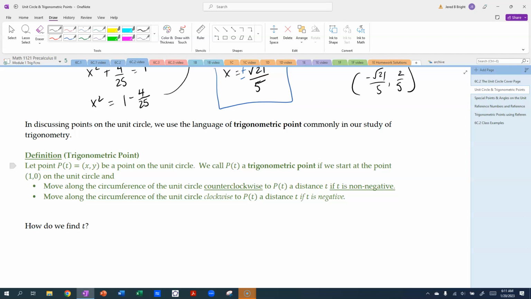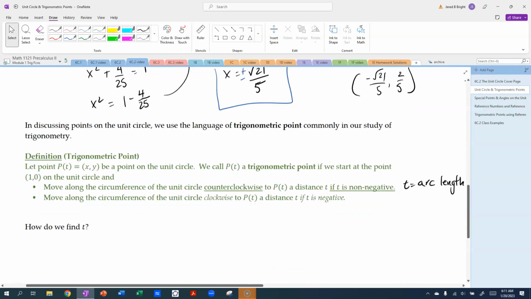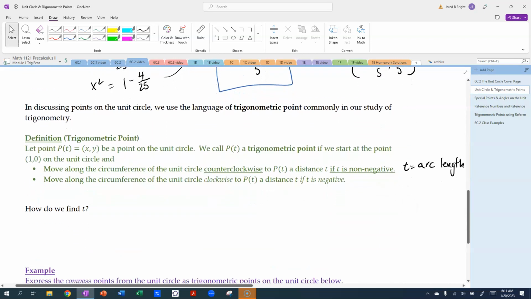Oh, okay, that's what t is. T is a distance along the unit circle. T is an arc length. Okay, let's keep that in mind. So we move from 1, 0 to P of t, a distance of t, counterclockwise if t is non-negative, and if t is negative, if the arc length is negative, again, that's going clockwise.